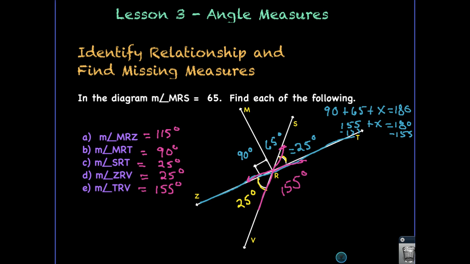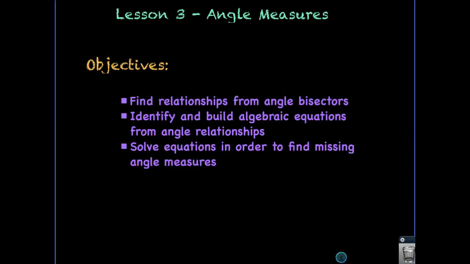Okay, that concludes our lesson today on angle measures. So now hopefully at the end of this lesson, you are starting to understand how to find relationships. One of the key strategies that you can use is to build a diagram if there's not already a diagram. The second key strategy is to fill in the information you're given into the diagram in order to better help you see those relationships. From those relationships, you will be able to build algebraic equations which you can solve in order to find those missing angle measures.